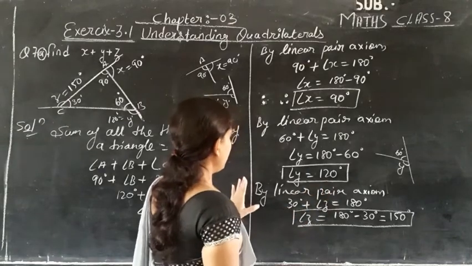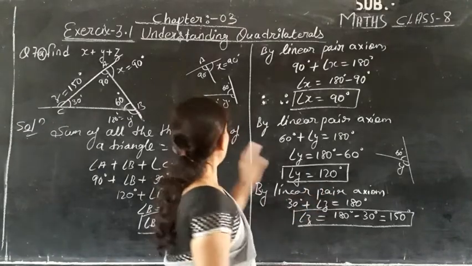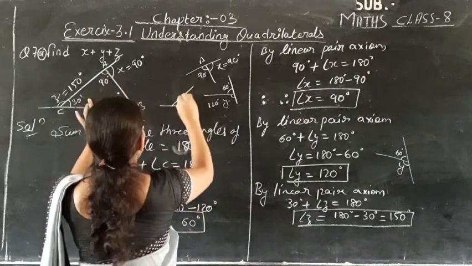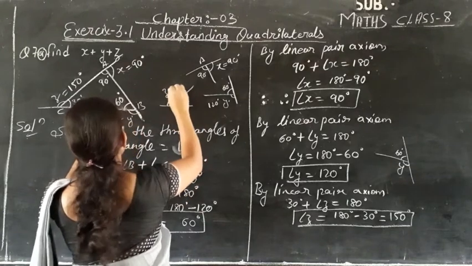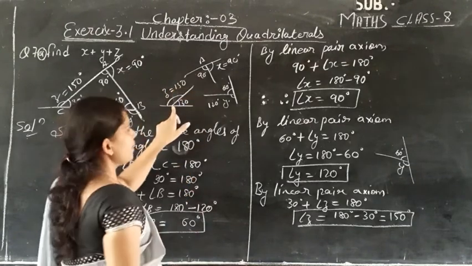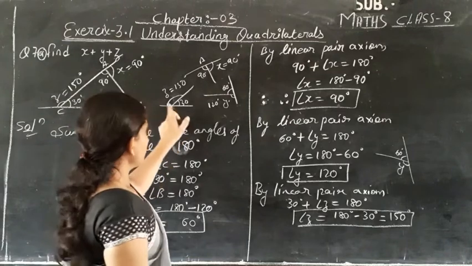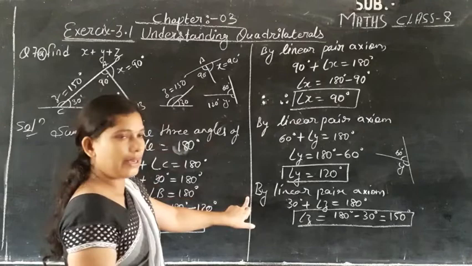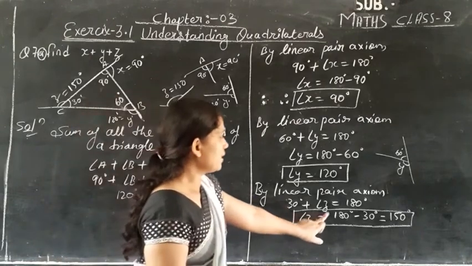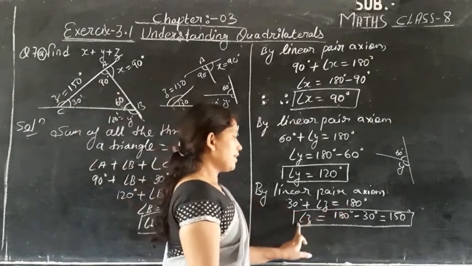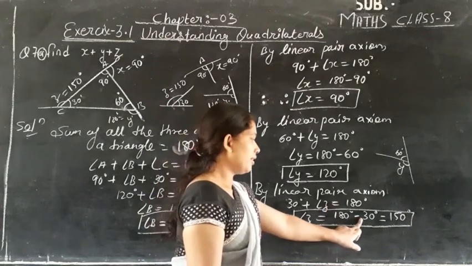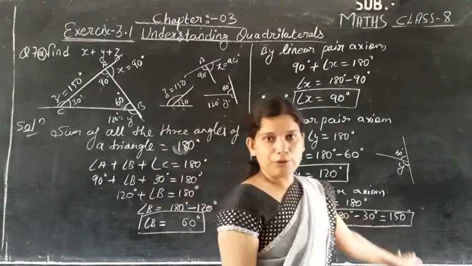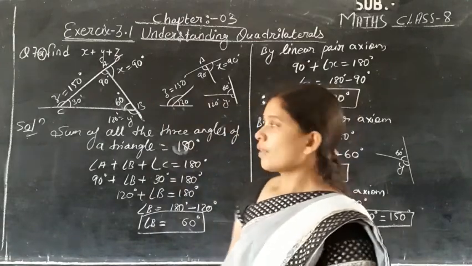Then the last one, by the linear pair axiom in this part. So here is a figure like this. Here it is 30 degrees. Here it is angle z. So again, the angles are made on a straight line, and the sum of all the angles made on a straight line will be equal to 180 degrees. That is our linear pair axiom, isn't it? So 30 plus angle z is equal to 180 degrees. Then angle z is equal to 180 degrees minus 30 degrees. So what is the value of angle z we got? That is z is equal to 150 degrees. Up to here understood everyone?